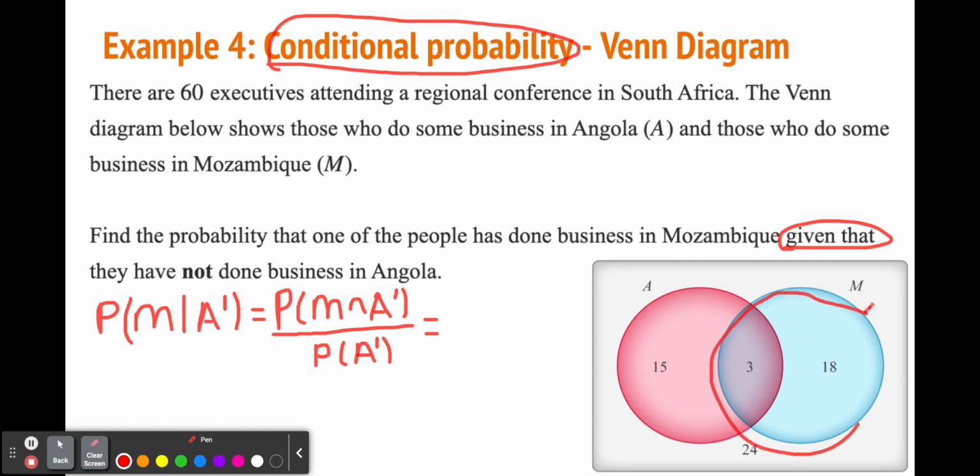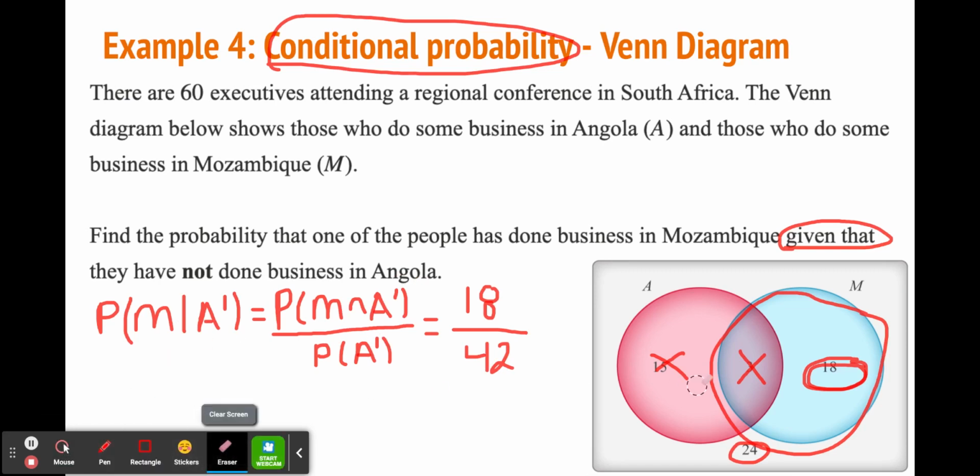M is this circle here, and then not A is everything outside of the red circle. So the only overlap they have is going to be this 18. So we're going to have 18 out of the probability of not A. Well, not A means everything in A has to go, but we can add up all the other numbers we see. So we have the 18 plus the 24, which is 42. So this is how we would do it using the formula from the formula booklet.